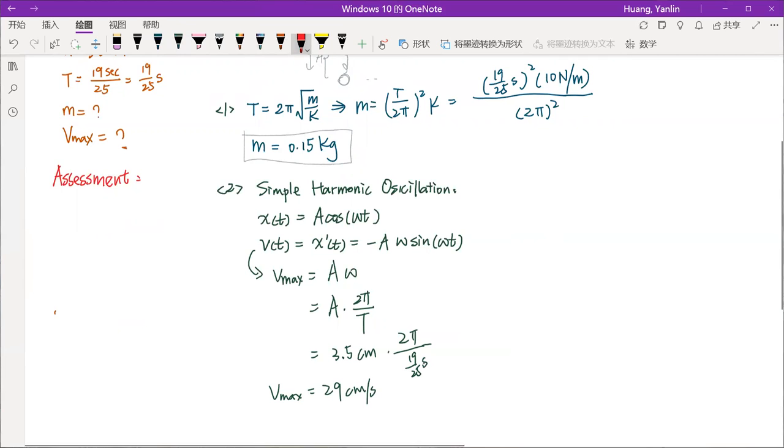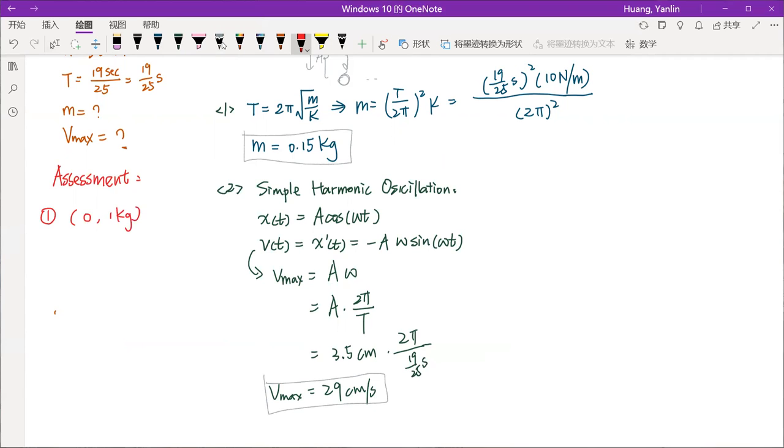Finally, we are going to the assessment of these two results. So for the first one, I think it is reasonable, because at least it should be positive for a physical mass. So it should be bigger than 0 and smaller than 1 kilogram.